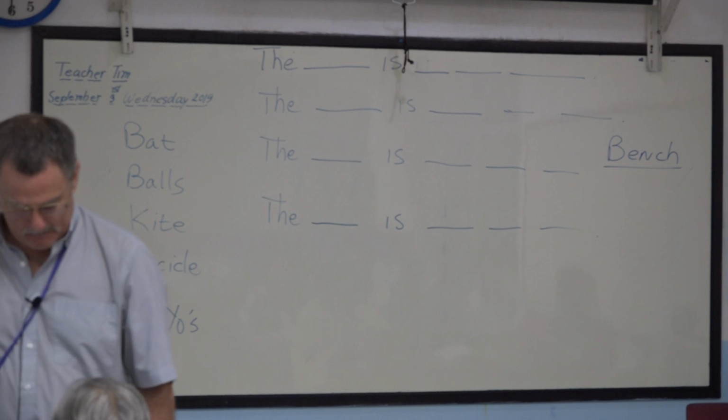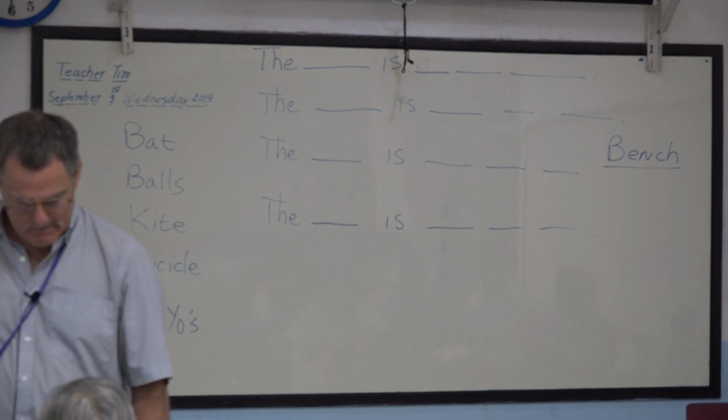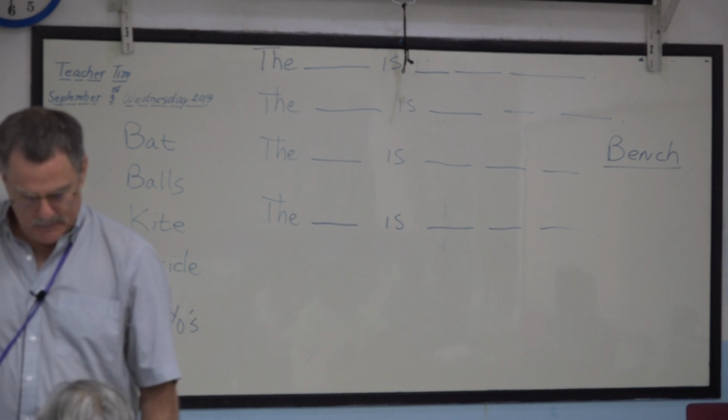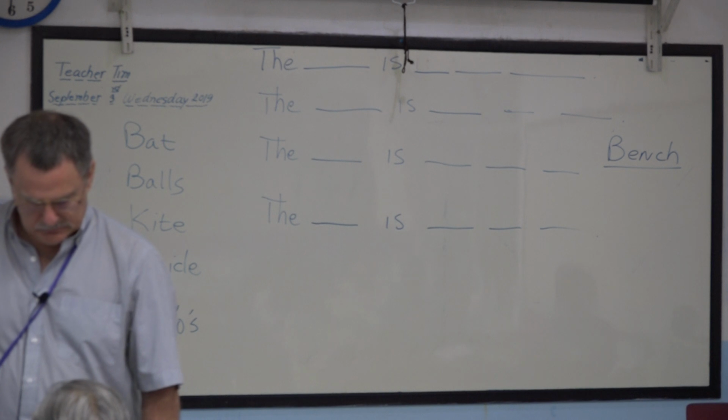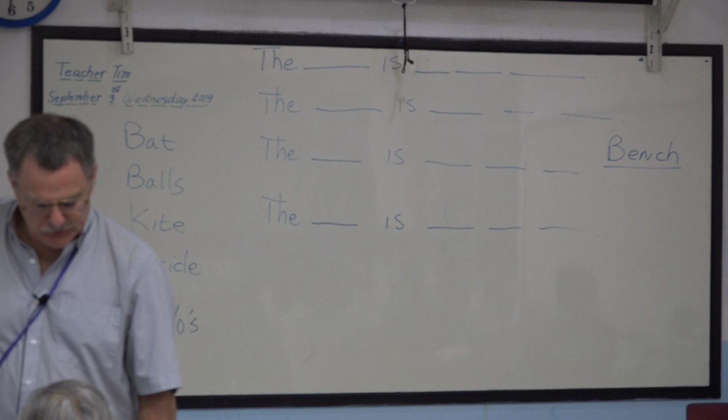Scott put the bat on the table. And where did Andy put the bicycle? The bicycle he put by the tree. He put it by the tree.